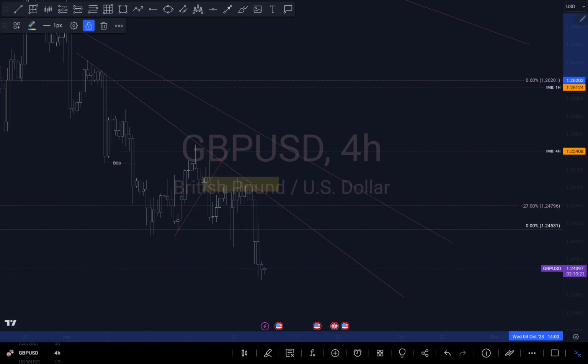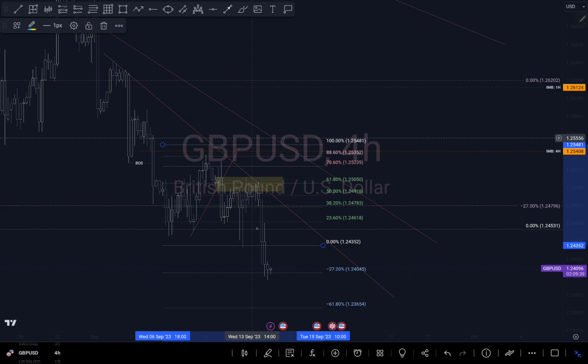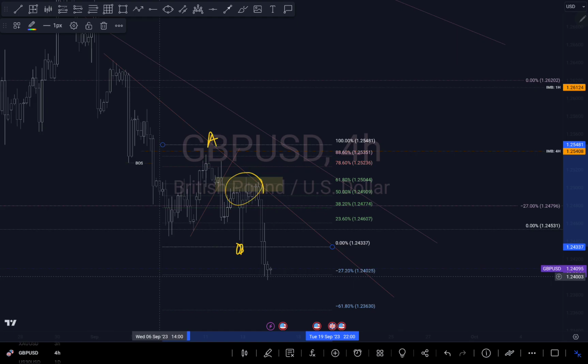We can see that we started rejecting around that area multiple times, so there was a possibility for us to get on that trade. So I got on the trade. I think this was the entry right here. Then I used my fib from point A to point B, which was here, and it rejected around my 61.8% fib level.